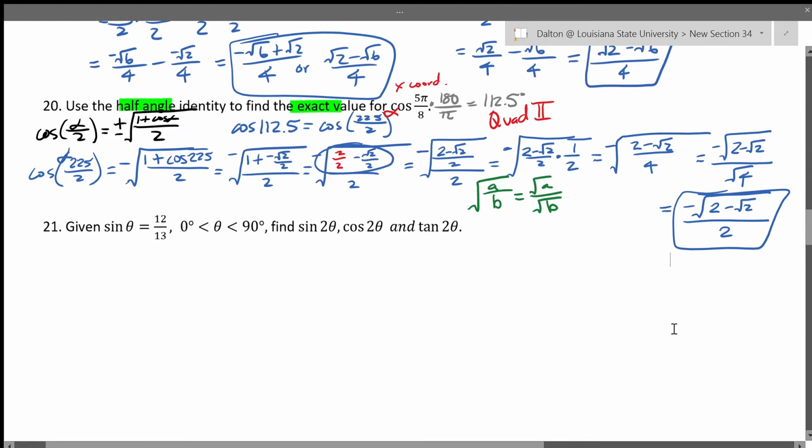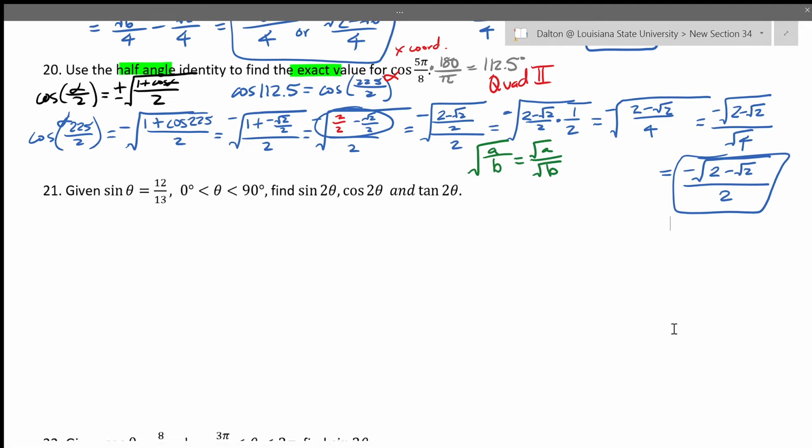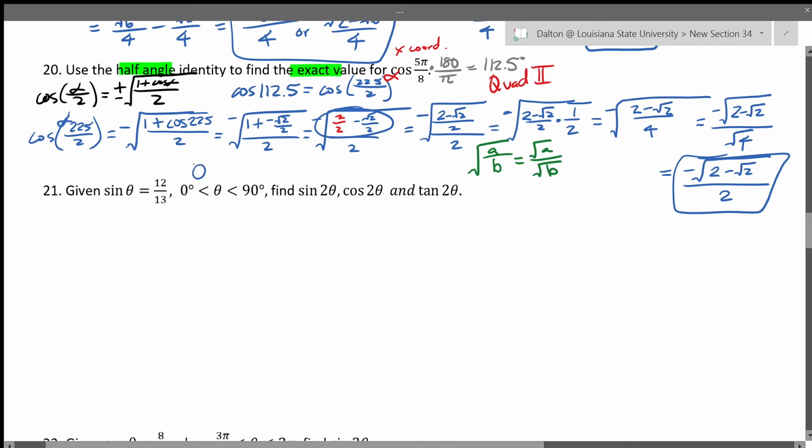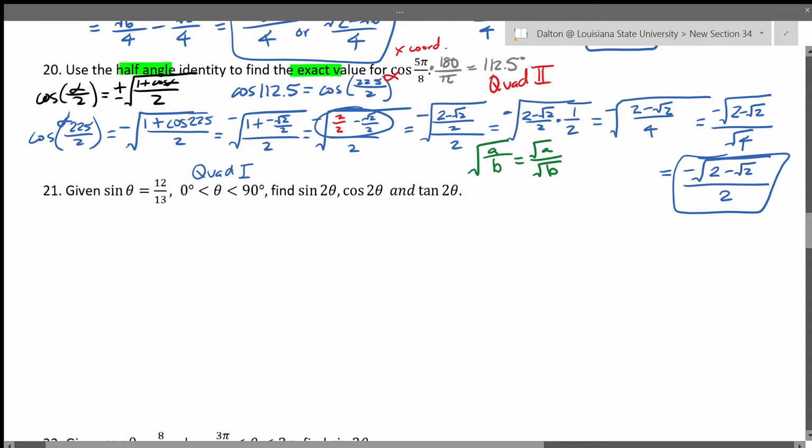Number 21, given that the sine is 12 over 13 and that theta is between 0 and 90, it could equal 0 or 90. So again, the key here is just that we're in quadrant 1. Find sine of 2 theta, cosine of 2 theta, and tangent of 2 theta. So let's start at the beginning. Sine of 2 theta, that is a double angle identity.